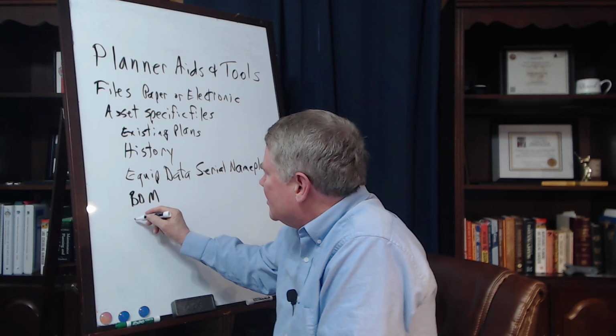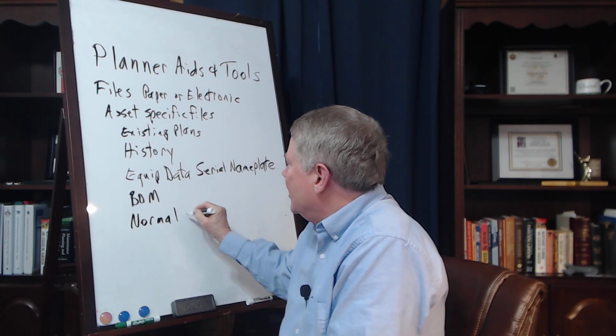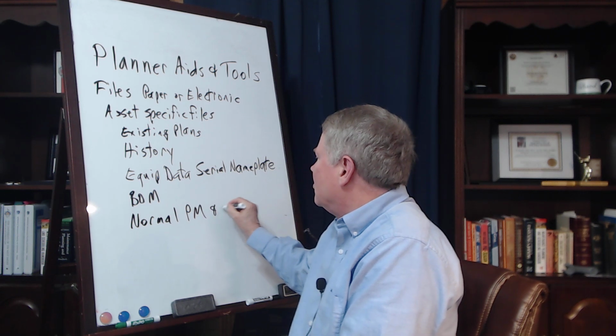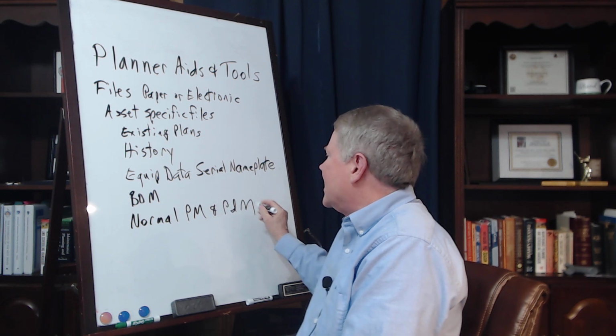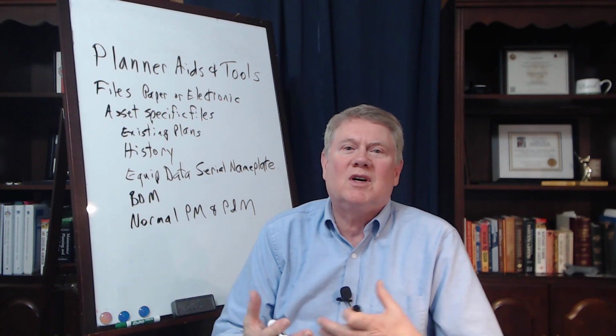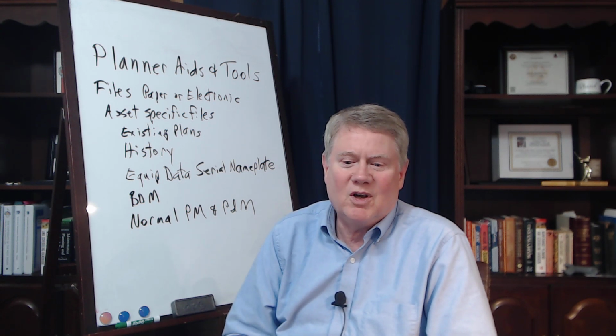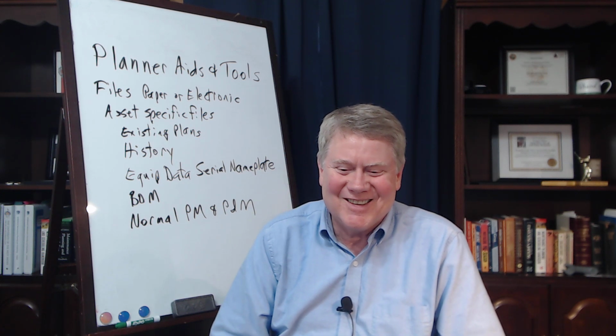Your planners also should be able to see the normal PM and predictive maintenance routes, tasks that are done on these assets. If you have a work order dealing with a seized, ruined bearing, is that asset even on a grease route? What kind of grease did it use on that grease route? Who did the route? How long did it take them? Just some of that stuff would be good to have.